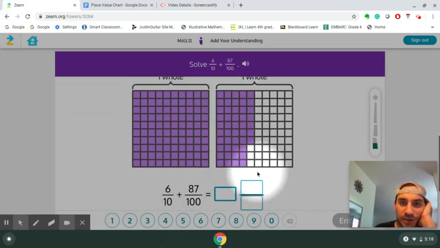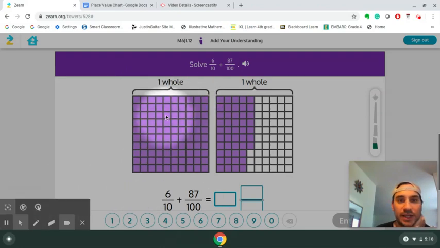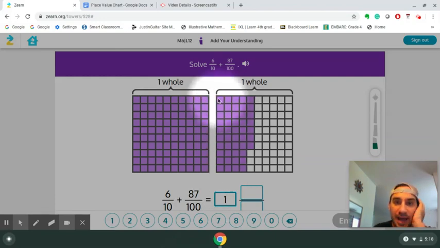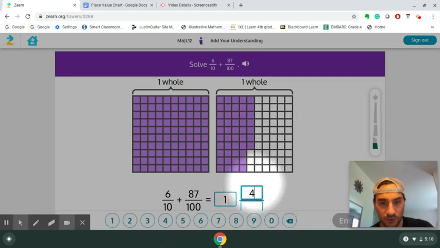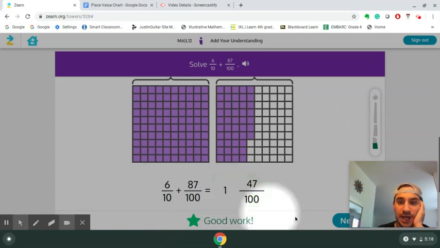All right, so we're just going to use our area model for this. How many whole area models do I have filled in? It looks like I have this one whole filled in. That's one whole. And then if I count up my columns, I have 1, 2, 3, 4. So that's 40 hundredths plus 1, 2, 3, 4, 5, 6, 7 more. That's 47 hundredths filled in the second area model. 1 and 47 hundredths. Good job.